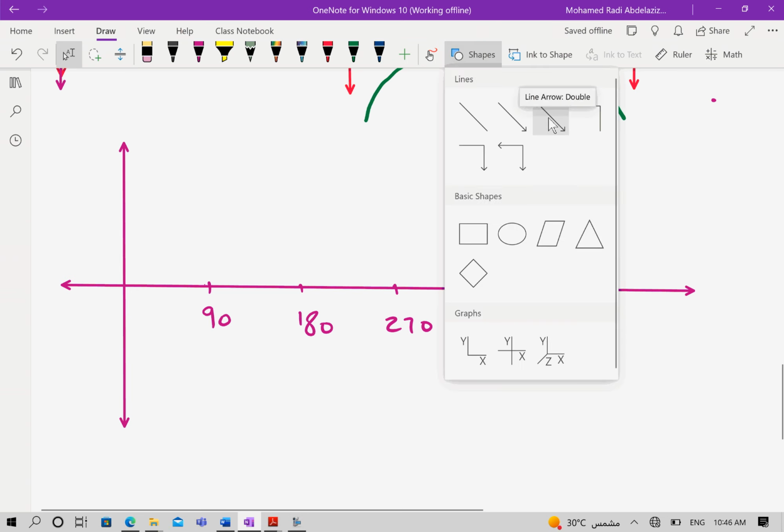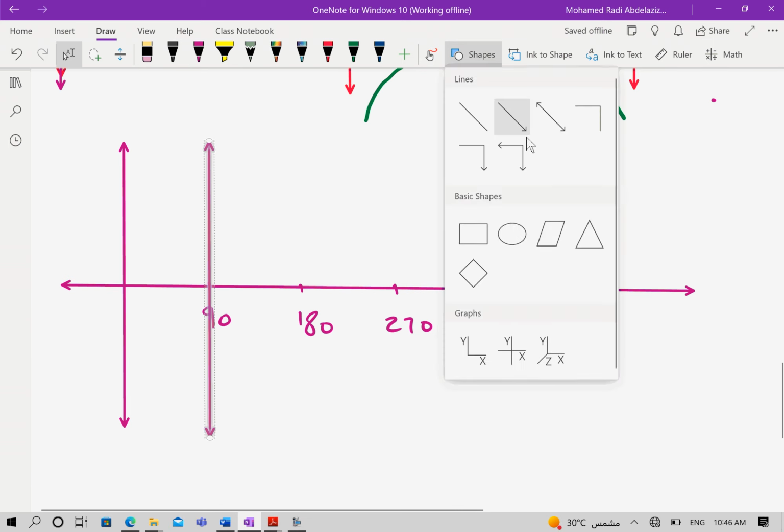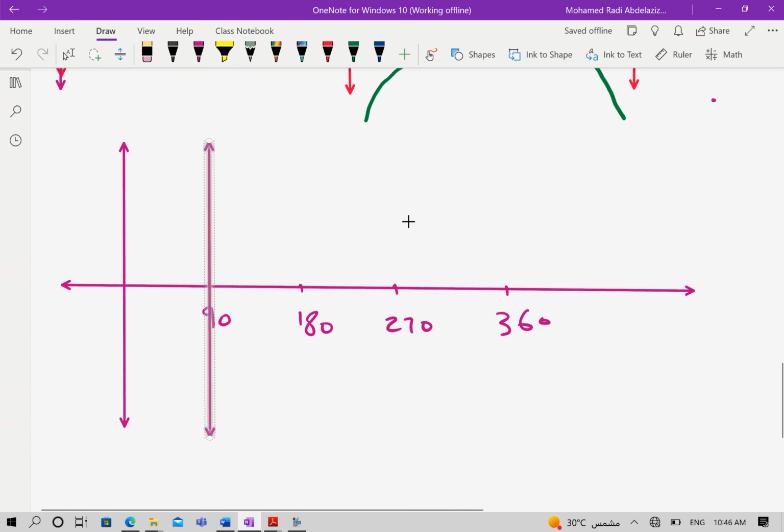Because tan is sine over cosine, so sine 90 is 1 and cosine 90 is 0, so a number over 0 is infinity. So the asymptote lines are at 90 and 270. Then how to sketch the graph of tan now, after the asymptote lines at 90 and 270?